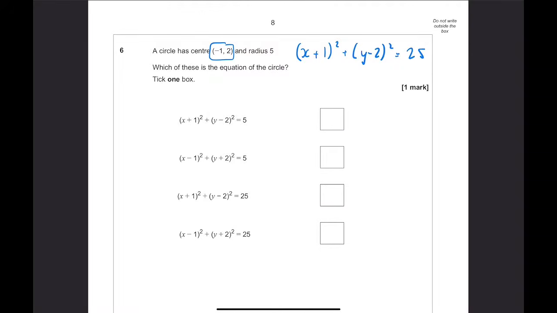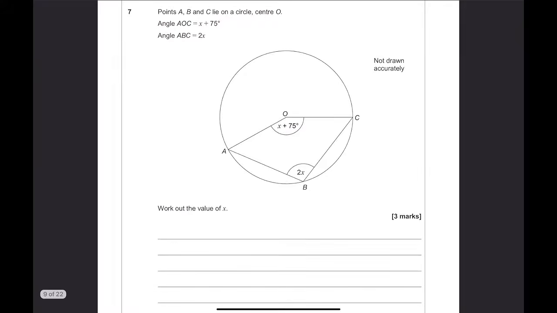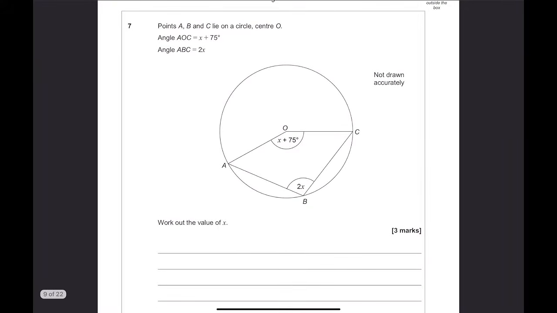which correlates to this third one here, so it'll be that one. Question 7. It looks like we're going to have to use some form of circle theorems. Now straight away, the first circle theorem that pops out to me is that we know that the angle at the centre is double the angle at the circumference.